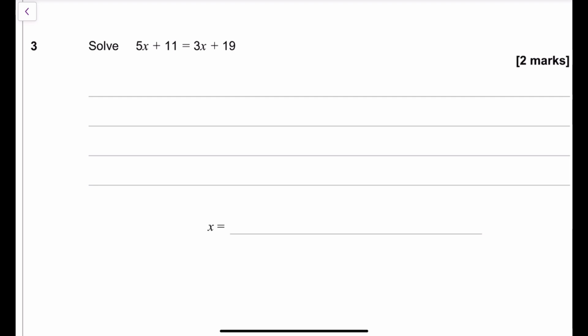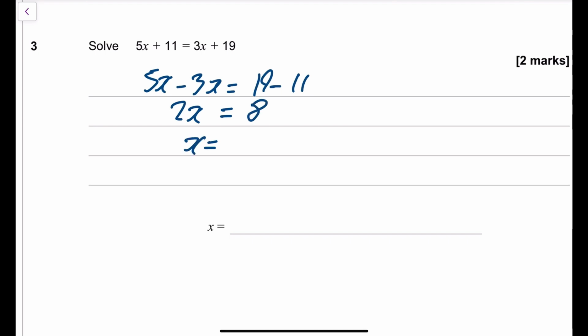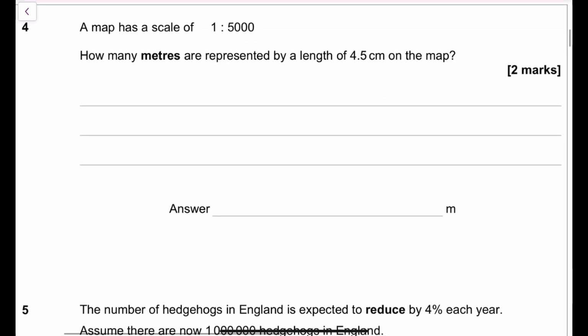Next question says solve 5x plus 11 is equal to 3x plus 19. Bring the x's to one side, bring everything else over to the other side, then tidy up, and you'll have just 8, and 2x is equal to 8, so x is equal to 8 divided by 2, x is equal to 4. So a nice start to the exam.